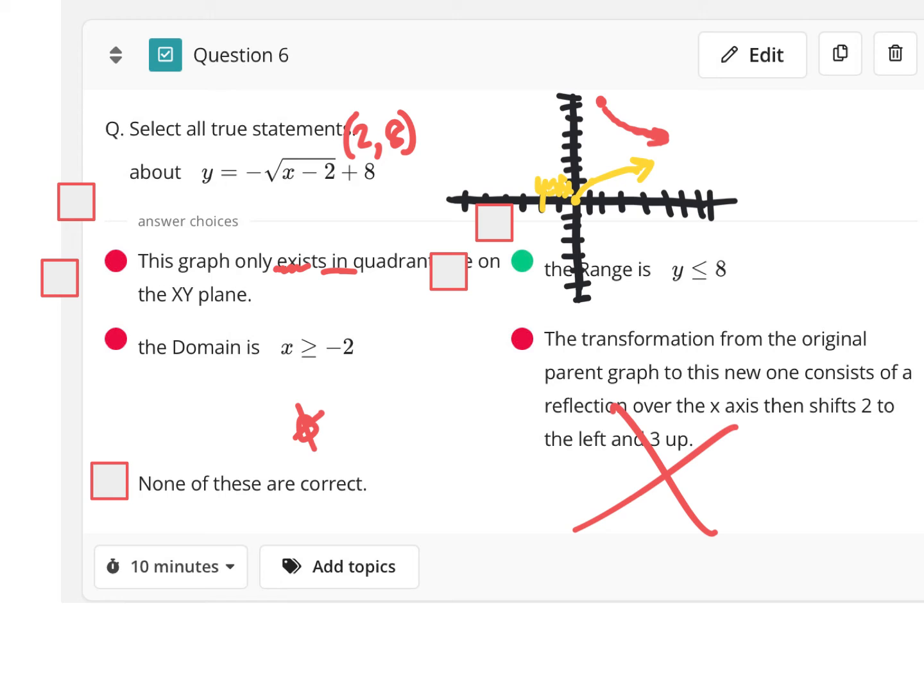So the only one that's true is this one, the range. Everything else is false. There's something wrong with those statements.